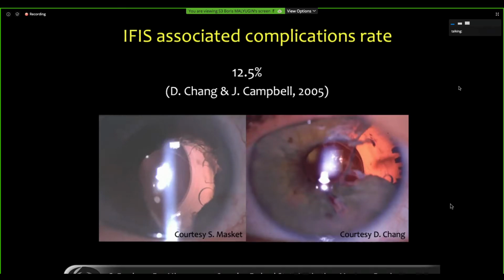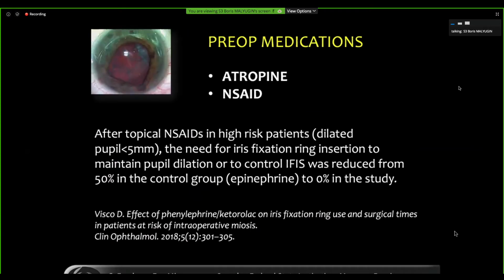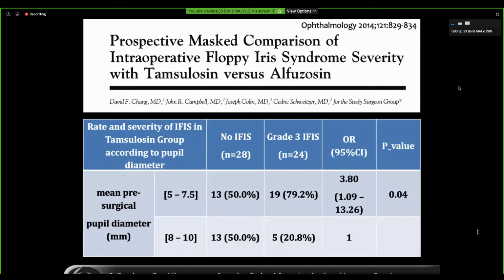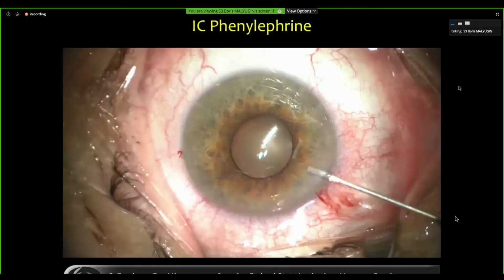Iris changes, these are early slides, and we can see they might be quite substantial, with the loss of a substantial amount of iris tissue. So what medications can we use? Atropine is quite useful as a preoperative medication, as well as non-steroidal anti-inflammatory drugs. They help us to reduce the issues with pupil dilation. Also, we can again judge by the pupil size, and patients having a pupil size less than 7.5 millimeters have a fourfold increased risk of having problems intraoperatively.